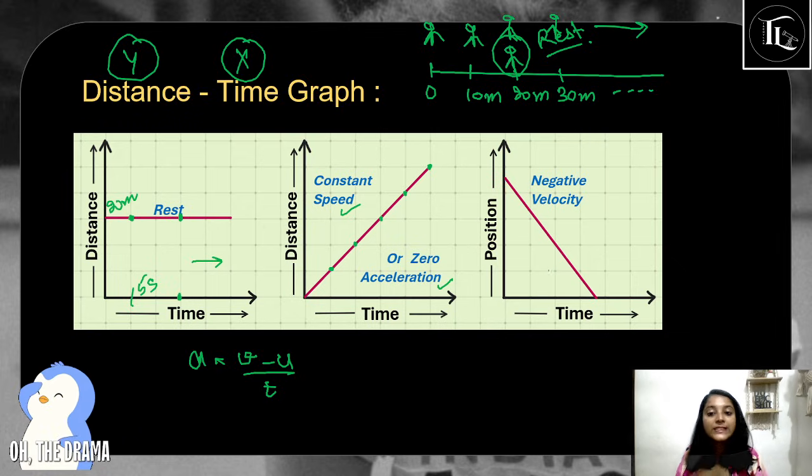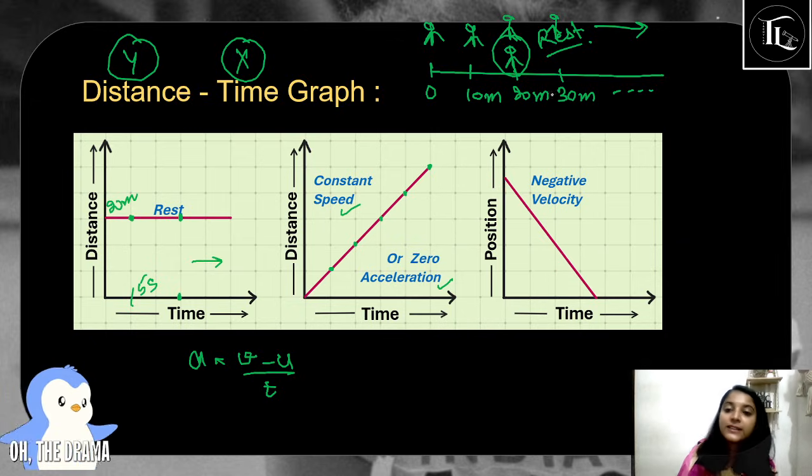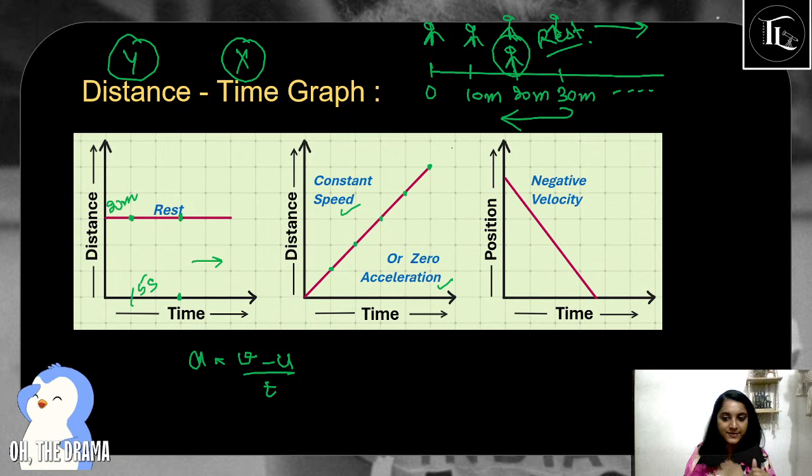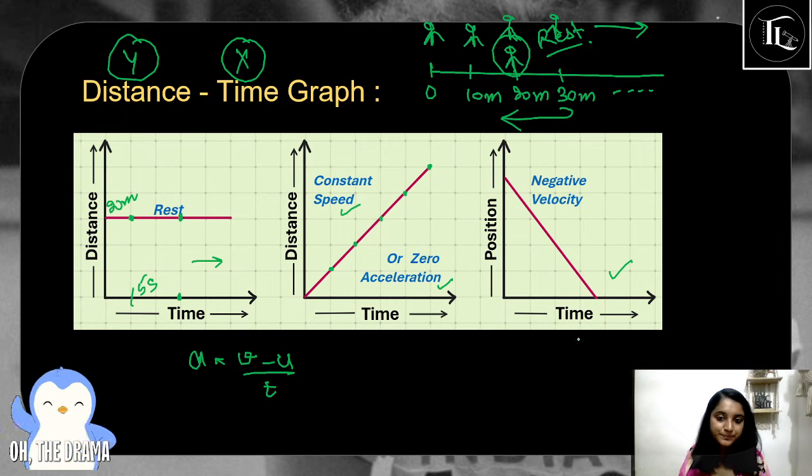Then we look at the third one. In the third one, negative velocity. Now see, you can't get that in a distance time graph because distance will always be positive, but rather it's a displacement time graph where you can have the negative distance. So in that, what happens? The person might have returned back from 30, it came back to like 10 meters. So now it's decreasing, displacement is decreasing, right? So we get this.